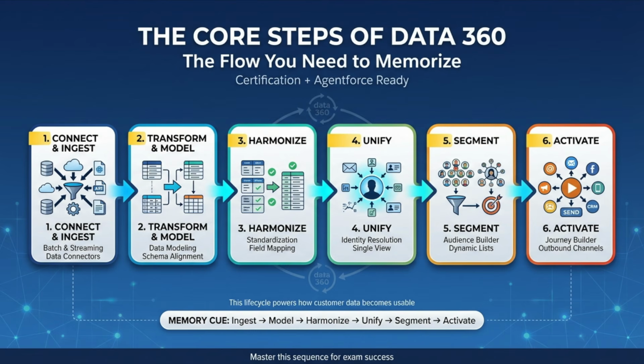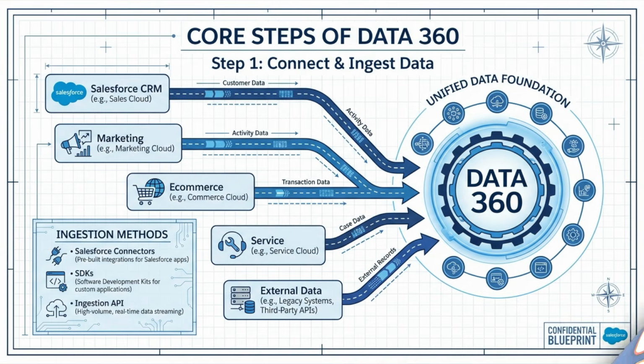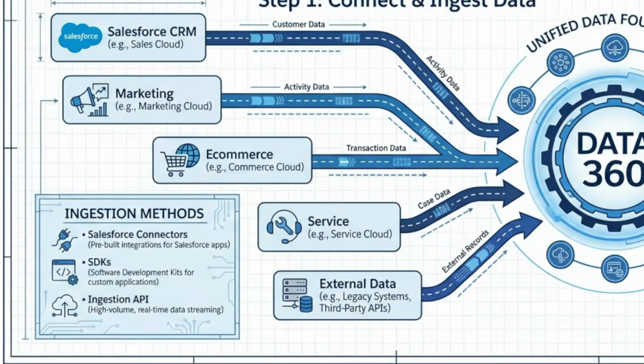The core steps of Data 360, the flow you need to memorize. If you're studying for certification or working with Agentforce, you need the Data 360 flow on lock. Here's the lifecycle. 1. Connect and ingest data. This is how data enters Data 360. Data ingestion simply means importing data from various sources into Data 360. Common ingestion methods include Salesforce connectors, SDKs, the Ingestion API.